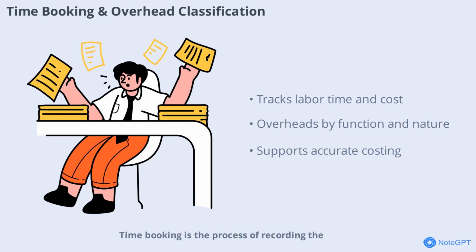Time booking is the process of recording the time workers spend on different jobs or activities, ensuring accurate allocation of labor costs. Methods include job cards, timesheets, logbooks, and piecework cards, each suited to different work environments. The main purposes are to ascertain labor costs, control productivity, check wage calculations, and provide a basis for overhead apportionment.